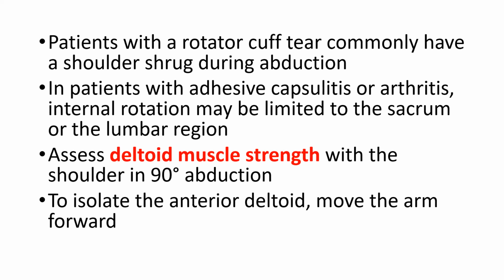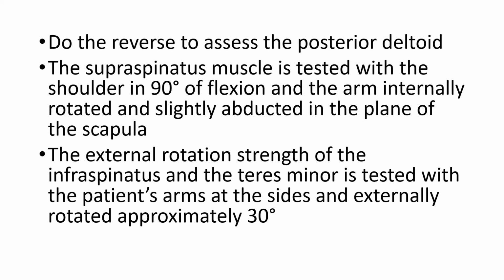Assess the deltoid muscle strength with the shoulder in 90 degrees of abduction. To isolate the anterior deltoid, move the arm forward. Do the reverse to assess the posterior deltoid. The supraspinatus muscle is tested with the shoulder in 90 degrees of flexion and the arm internally rotated and slightly abducted in the plane of the scapula.